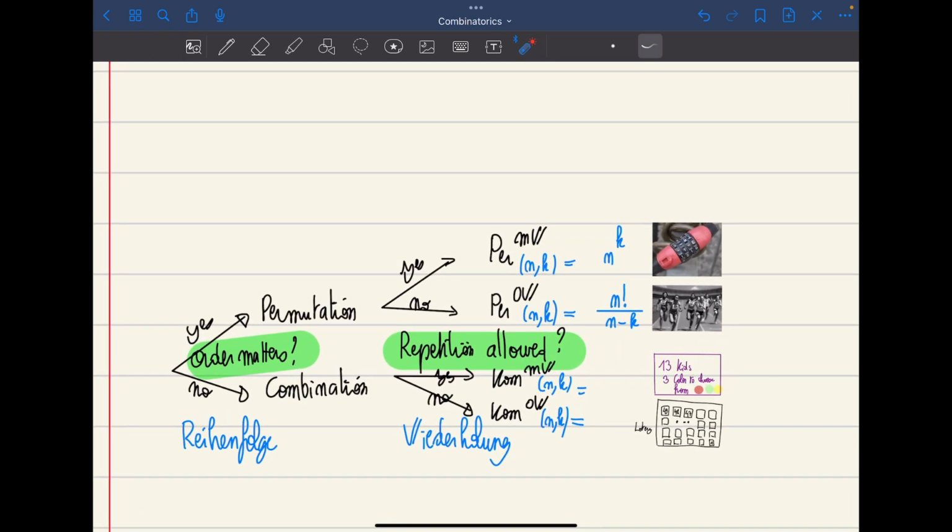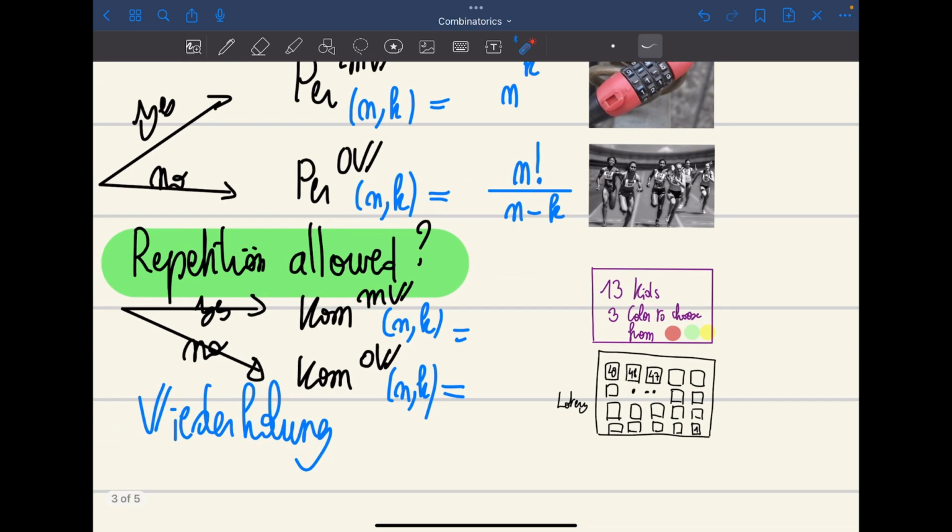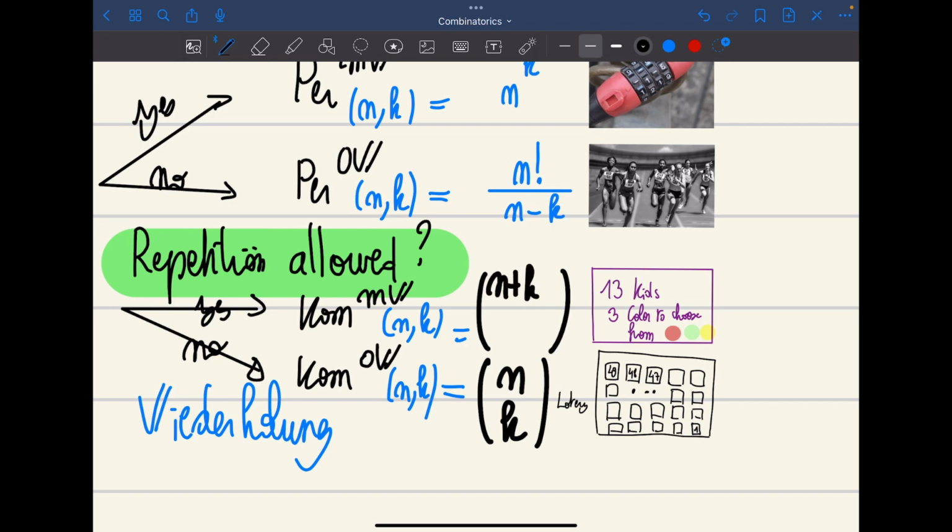Now when the order doesn't matter and the repetition is allowed, we saw it's a bit complicated. So we start with the combination without repetition, and we saw that it was the binomial coefficient n over k. And for the combination with repetition, we saw it was a bit more complicated, but we can remember it by remembering that the top should be bigger than the bottom and should be bigger than k. So it's (n plus k minus 1) over k.